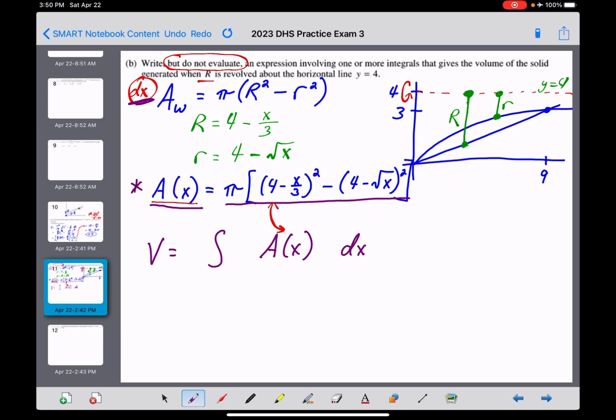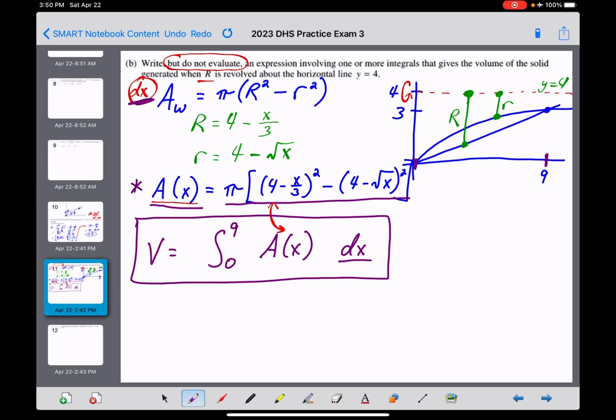Nice and easy. All I'm missing are limits of integration, which need to be my lowest and highest values of x, and just like in the area problem of a, we're starting here at 0, and we're ending right here when x is 9. So that's my integral right there, guys, which I set up, but I do not have to evaluate in order to come up with the volume of that region when it's revolved about the line y equals 4.